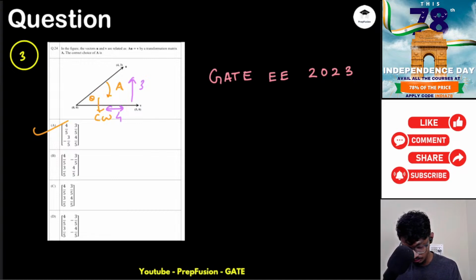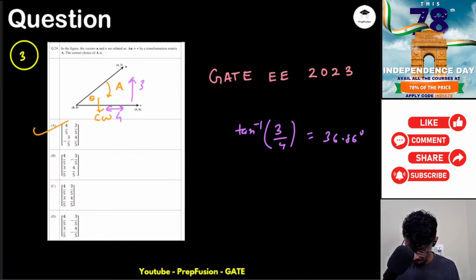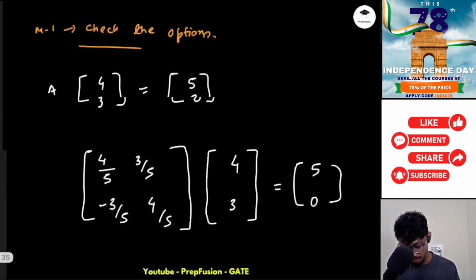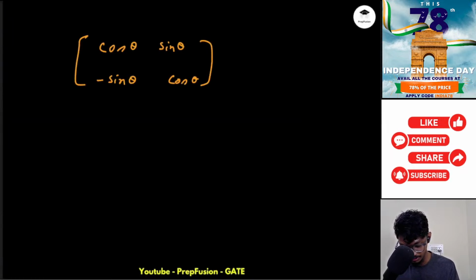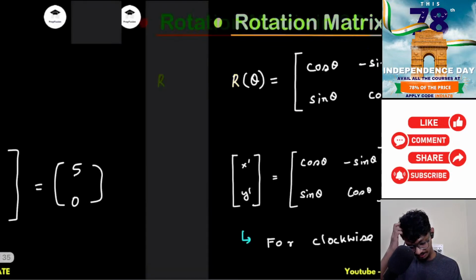How to compute theta? Theta will be tan inverse of height upon base. So this is tan inverse 3 by 4, which I think is around 36.86 degrees. If I remember, I will compute it. Yes, 3 by 4 gives 36.86. Now I know theta, so I will plug in the theta value here. Cos of 36.86 will be 4 by 5, sine of 36.86 will be 3 by 5. This will be minus 3 by 5, this will be 4 by 5. So 4 by 5, 3 by 5, minus 3 by 5, 4 by 5.